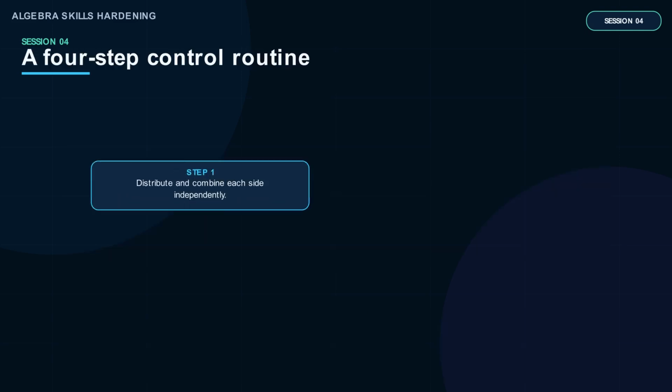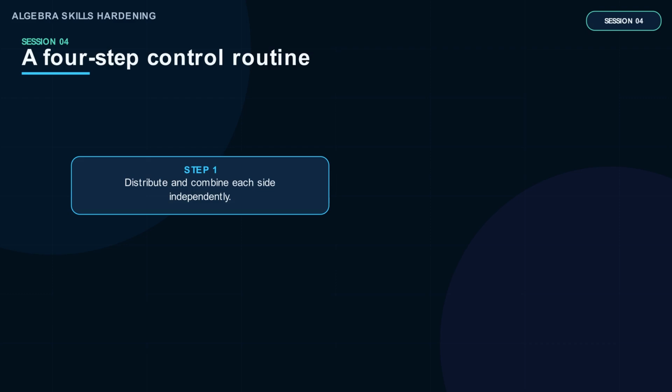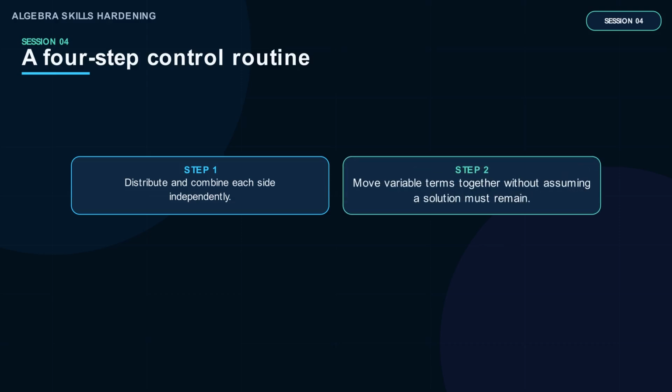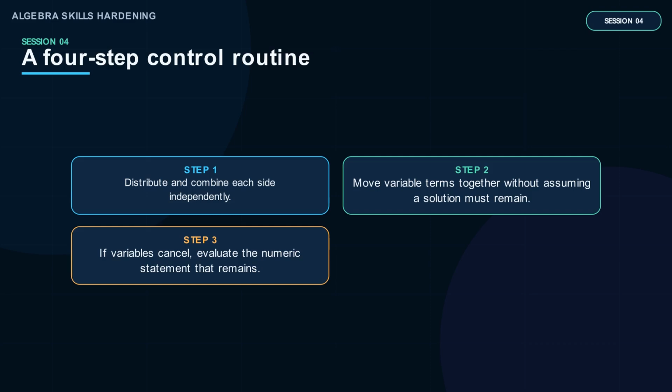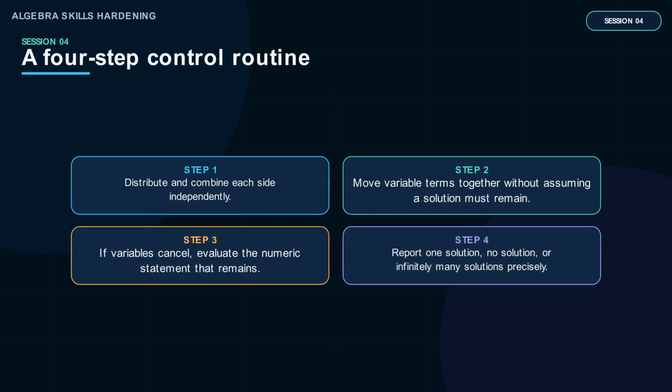Step 1. Distribute and combine each side independently. Identify the object being changed and the requested result. Step 2. Move variable terms together without assuming a solution must remain. Use a separate line so signs, units, and restrictions stay visible. Step 3. If variables cancel, evaluate the numeric statement that remains. Work efficiently without skipping an operation. Step 4. Report one solution, no solution, or infinitely many solutions precisely. Whenever possible, verify with evidence independent of the original working.